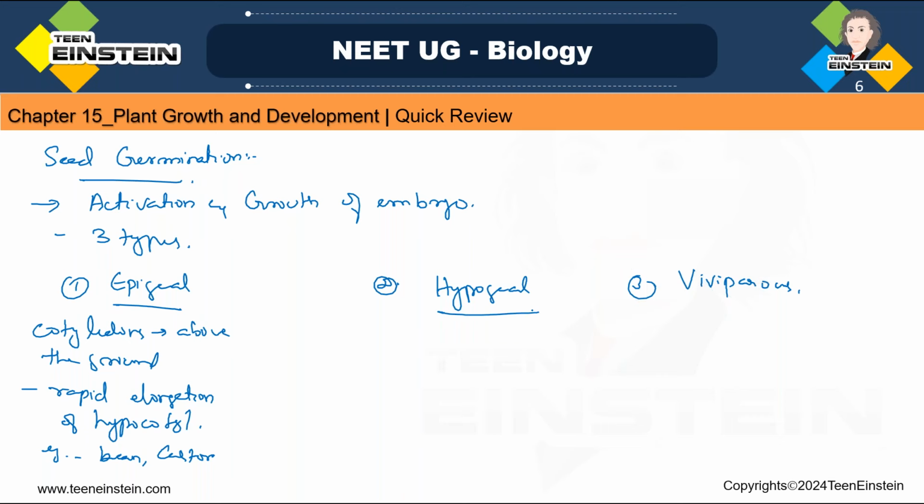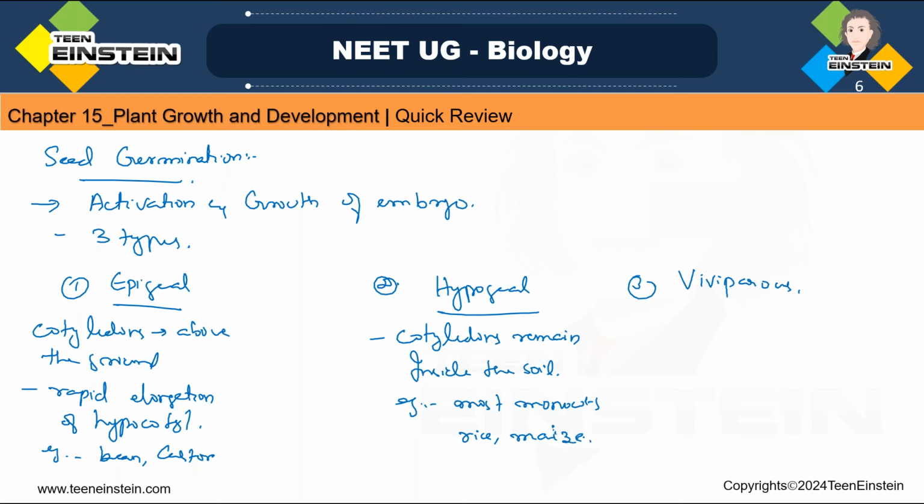Then what about hypogeal seed germination? Hypogeal means the cotyledons remain inside the soil. Examples: most of the monocots show hypogeal germination, that means maize, rice, all these show hypogeal seed germination. And the third one we said is viviparous.